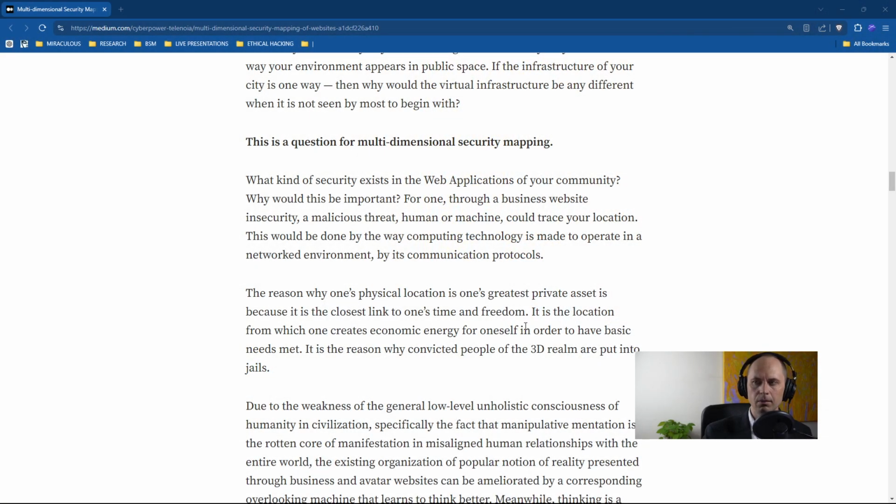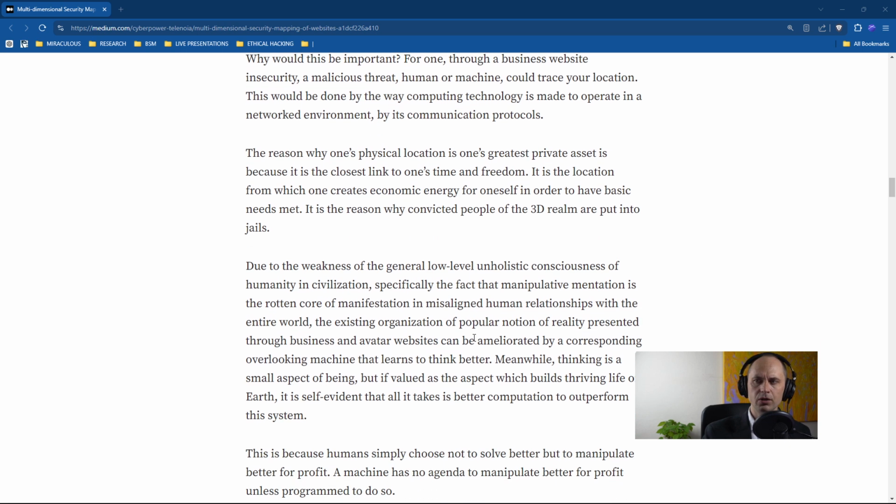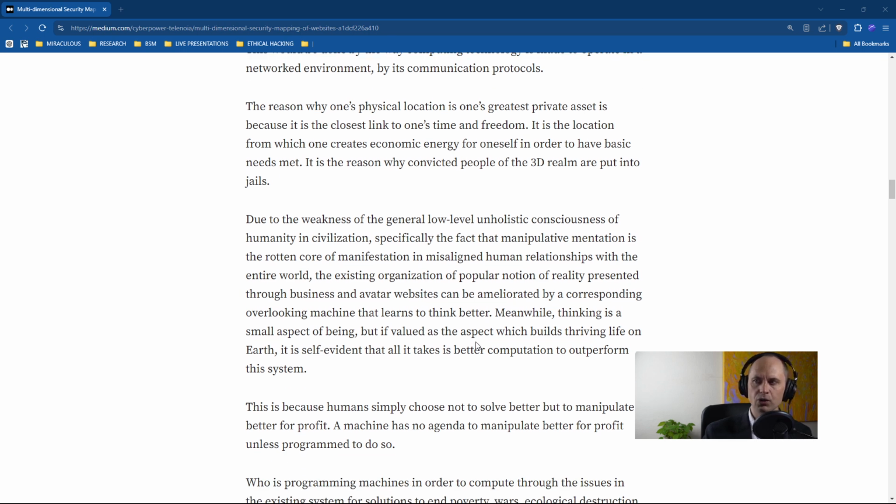For one, through a business website, insecurity, a malicious threat, human or machine, could trace your location. This would be done by the way computing technology is made to operate in a networked environment by its communication protocols. The reason why one's physical location is one's greatest private asset is because it is the closest link to one's time and freedom. It is the location from which one creates economic energy for oneself in order to have basic needs met. It is the reason why convicted people of the 3D realm are put into jails.